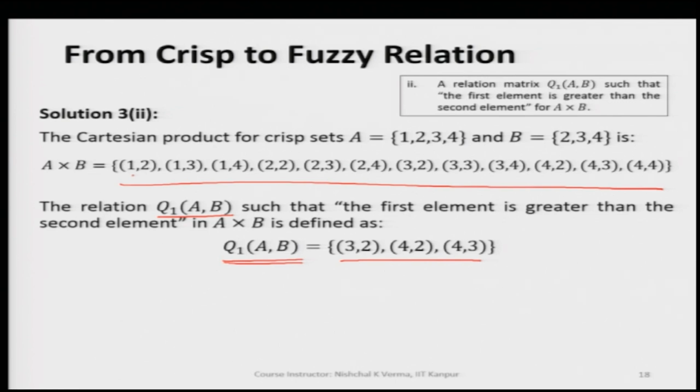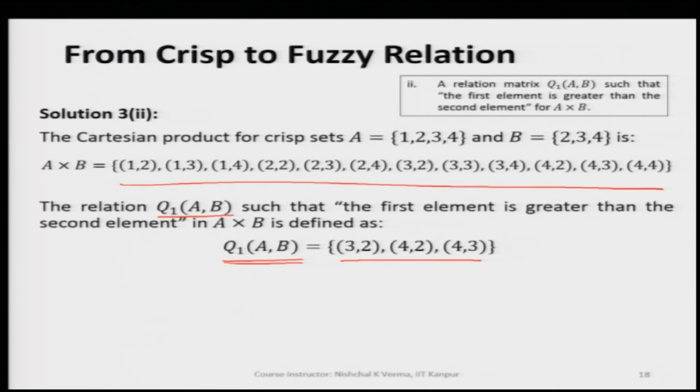We can see here one by one. We have the first pair 1 2, where 1 is less than 2. So, the first element is less than the second element, and this is not qualified. Then if we keep moving ahead, we see that 3 and 2 gives us this condition satisfied.